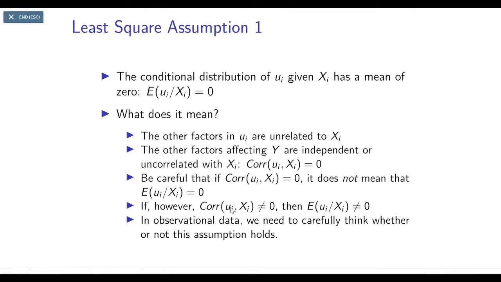On the other hand, if the correlation between u and x is equal to 0, it doesn't necessarily imply that the conditional expectation of u given x is equal to 0, because the factors left in the residual, while they are uncorrelated with x, might still hold explanatory power to explain the variation in y, resulting in the expected value of u given x not equal to 0.